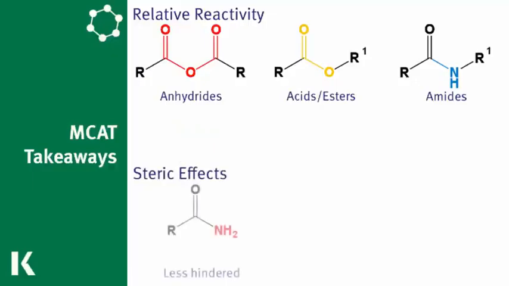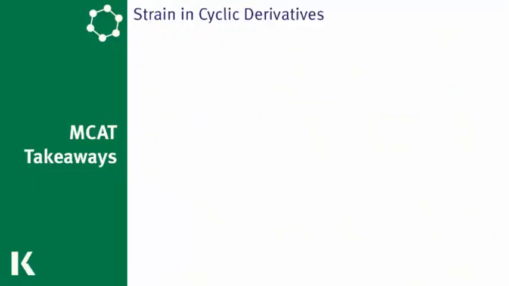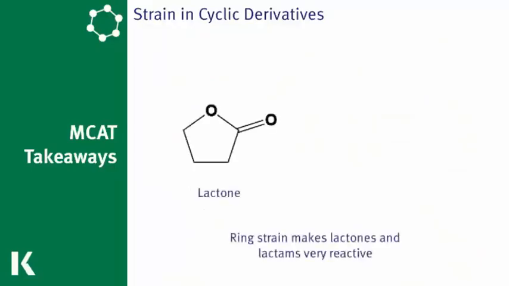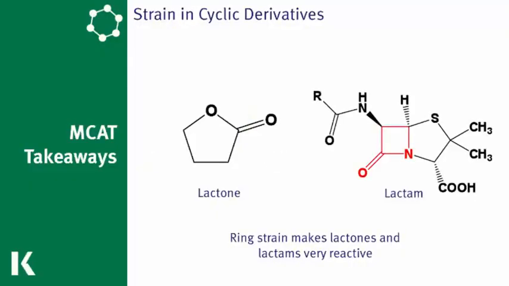We looked at the influence of steric hindrance in the leaving group on the parent compound's reactivity, and we finished up with ring strain in lactones and lactams, which are converted into their acyclic forms through nucleophilic substitution. We also saw a special example of a lactam, penicillin, in which the lactam ring has an important antibiotic role.